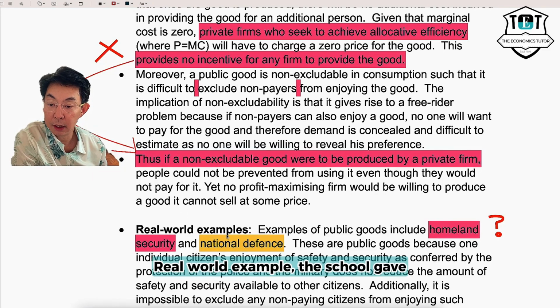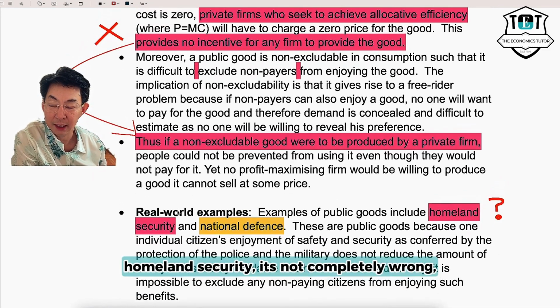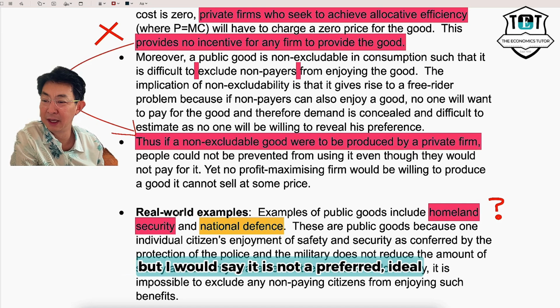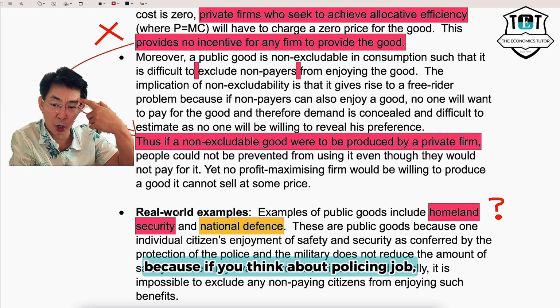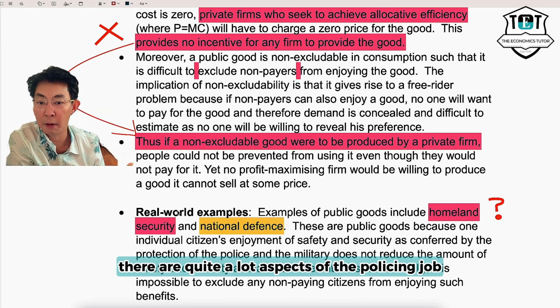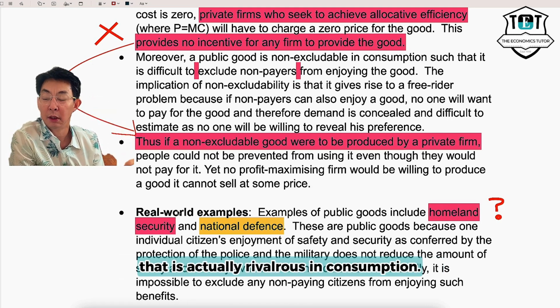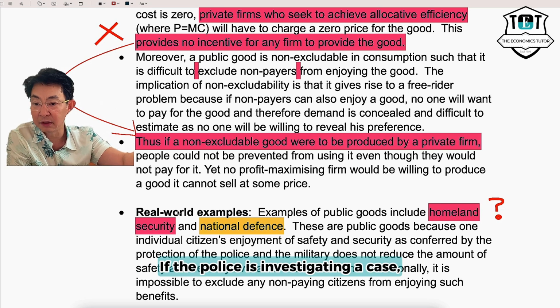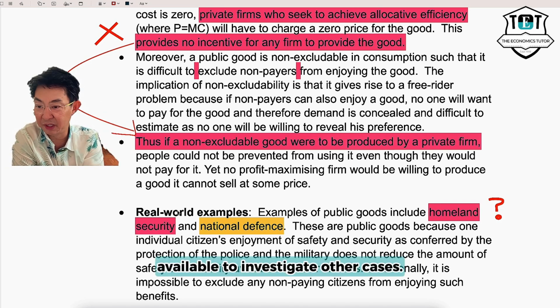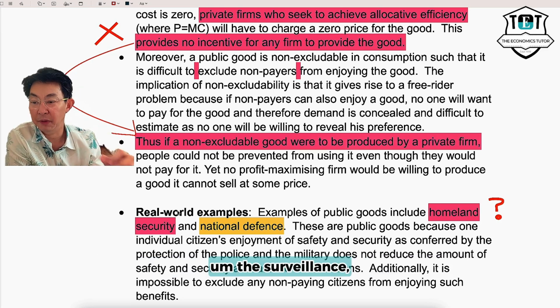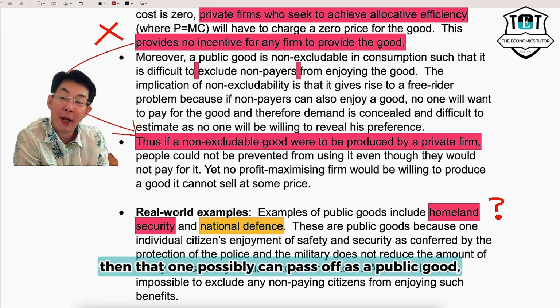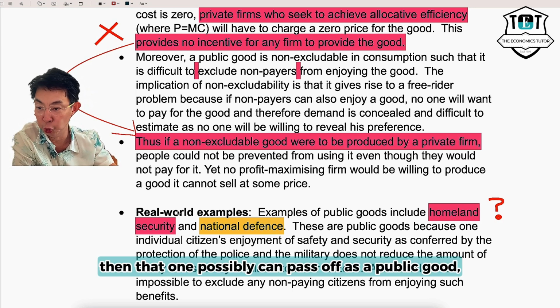Real world example, the school gave homeland security. It's not completely wrong, but I would say it is not a preferred ideal real world example, because if you think about the policing job, there are quite a lot of aspects of the policing job that are actually rivalrous in consumption. If the police is investigating a case, there will be fewer resources available to investigate other cases. Unless you are very specific and talk about things like the surveillance, the deterrence effect. Then that one possibly can pass off as a public good.